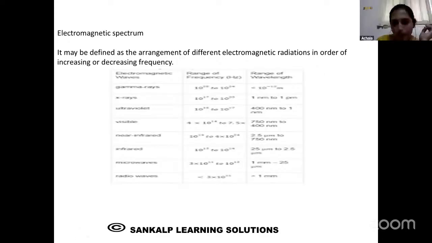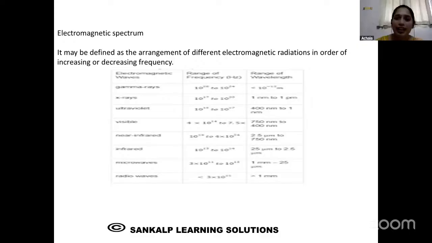The electromagnetic spectrum may be defined as the arrangement of different electromagnetic radiations in order of increasing or decreasing frequency. It is the arrangement of different electromagnetic radiations in increasing or decreasing order of their frequency. It is a systematic arrangement of electromagnetic radiations.